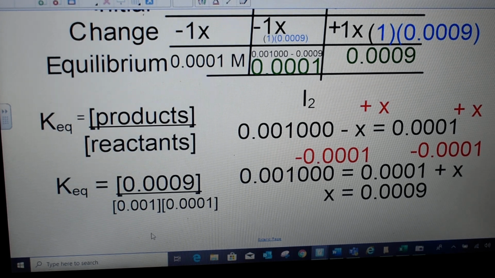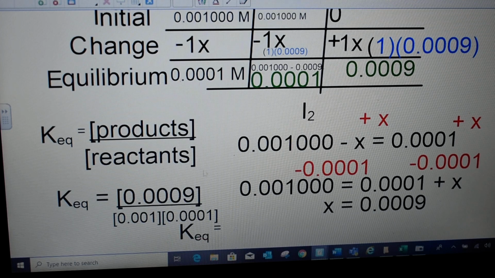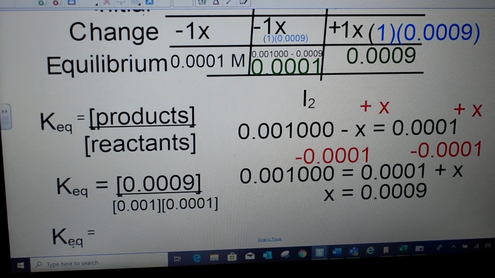All right, so take out your handy dandy calculators, please, and do that math and tell me what you get for a KEQ value. And I'll do the same thing.